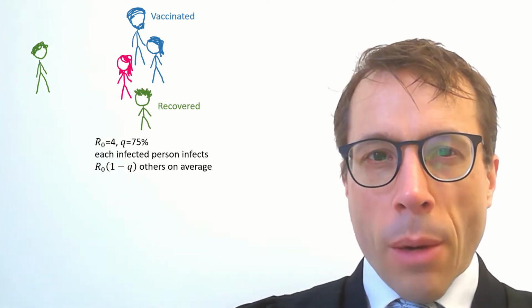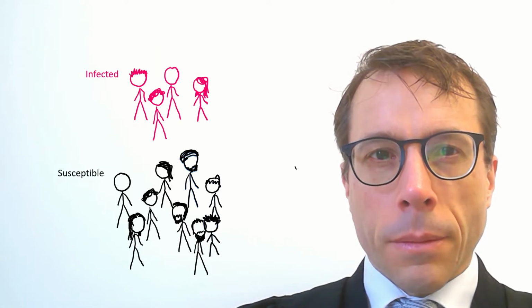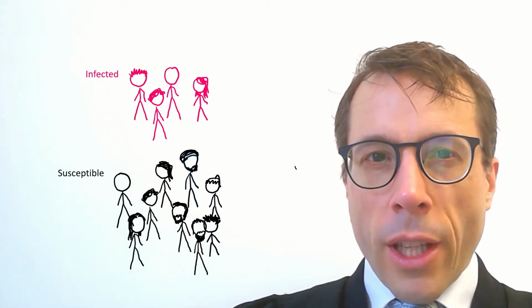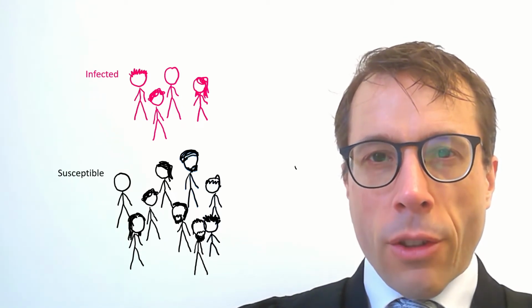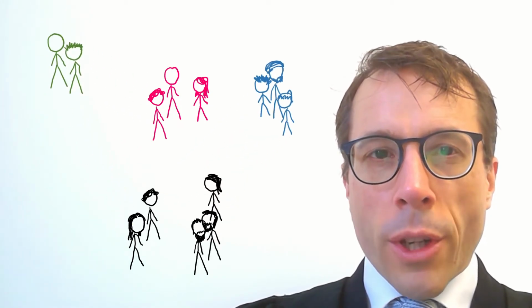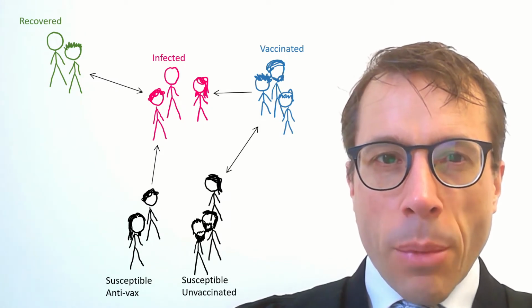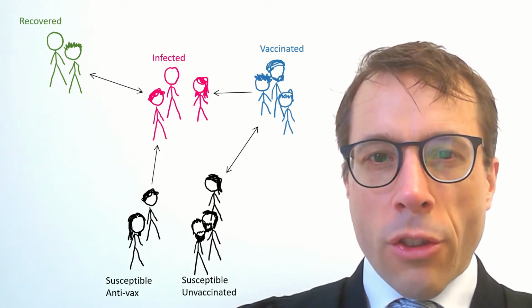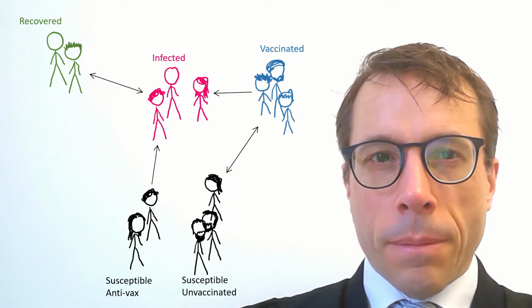To answer questions about prevalence, we want a model with state space. Previously, we've thought about a model with just 2 types of people, infected and susceptible. Now let me throw a few more into the mix. Let's count the number of recovered people, the number of vaccinated people, and I'll split the susceptible pool into anti-vaxxers and others who just haven't got around to being vaccinated yet.